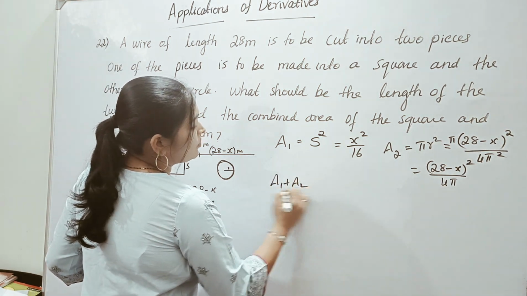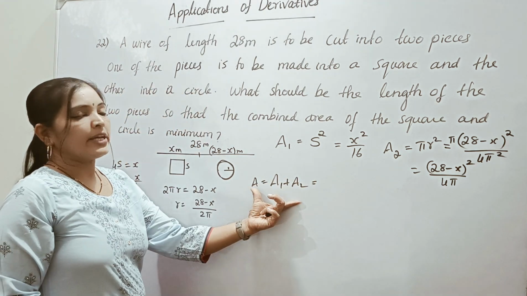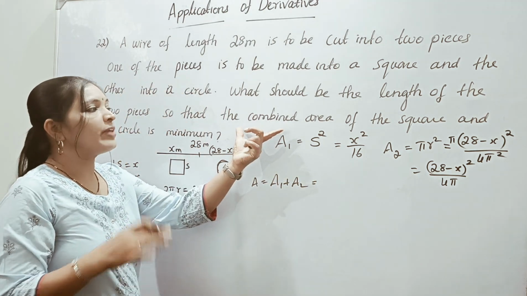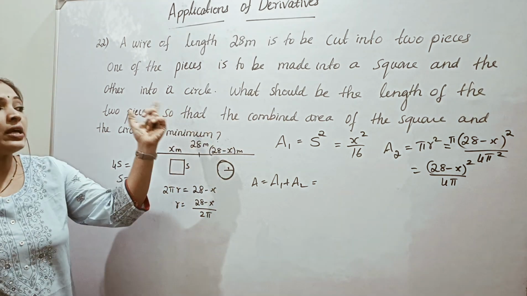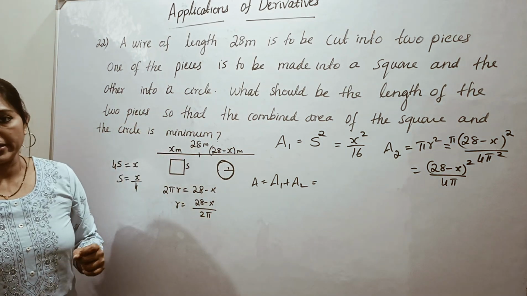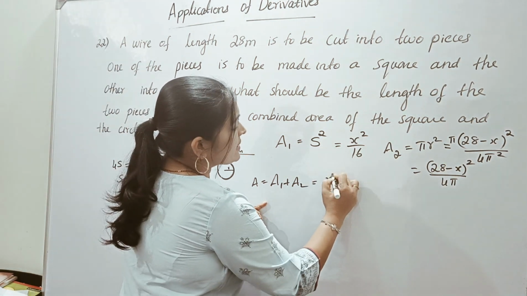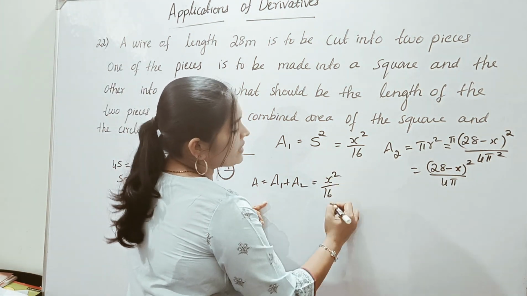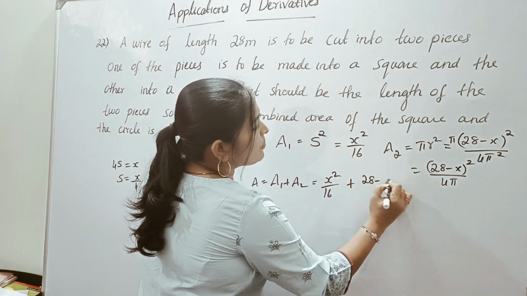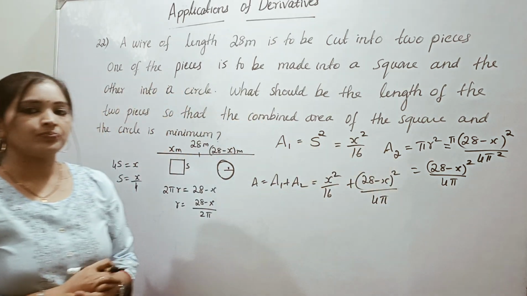A1 plus A2, that is A is equal to A1 plus A2, the combined area, because here we have to find when the combined area of the square and the circle is minimum. What are the lengths of these wires? So here A is equal to A1 plus A2, that is x square by 16 plus (28 minus x) whole square divided by 4 pi.